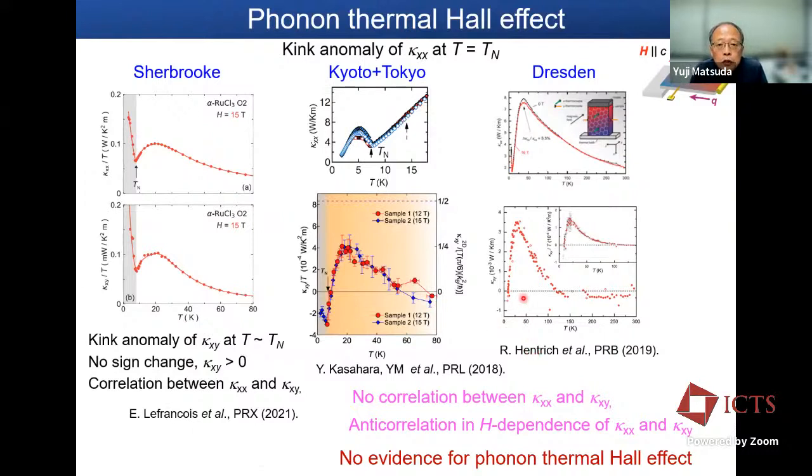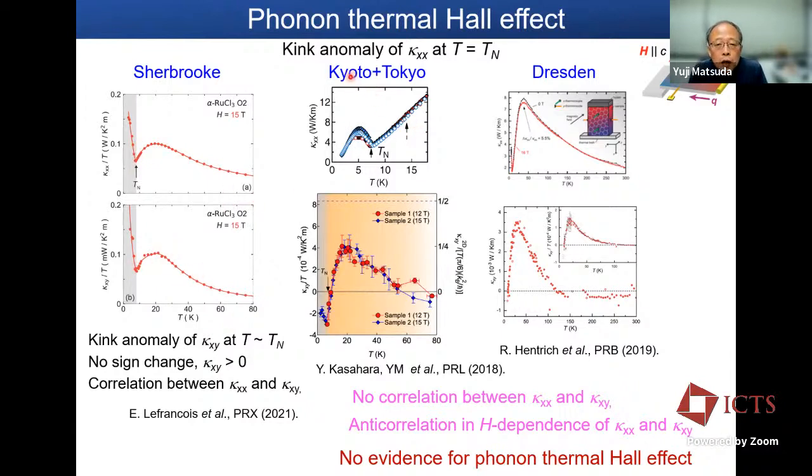Before the conclusion, let me discuss the phonon thermal Hall effect. So recently, the Sherbrooke group claims the presence of a phonon thermal Hall effect when the magnetic field is tilted from the c axis. They claim this is a phonon thermal Hall effect because the temperature dependence of kappa xx is very similar to kappa xy.